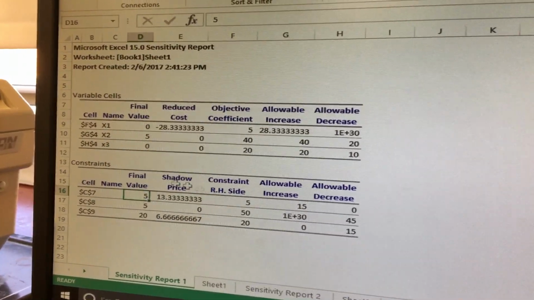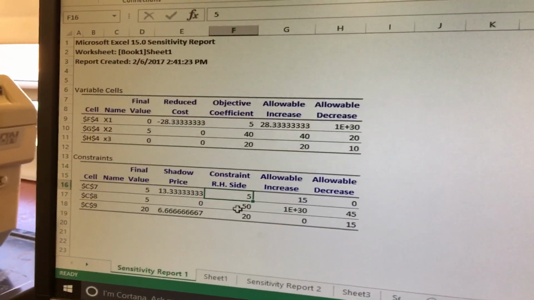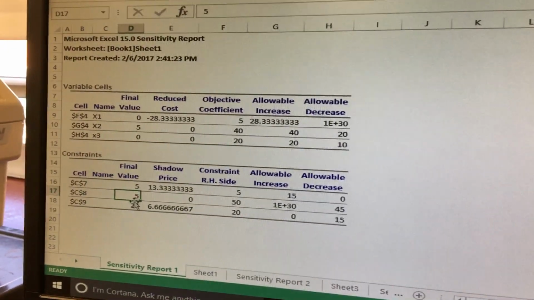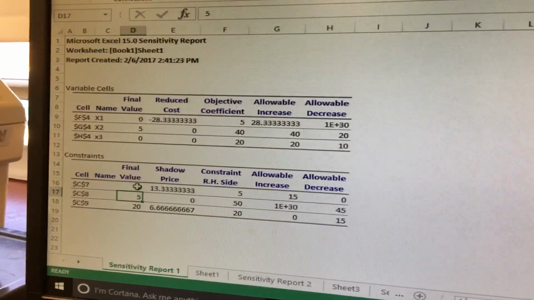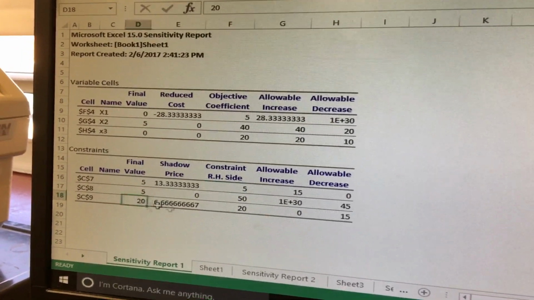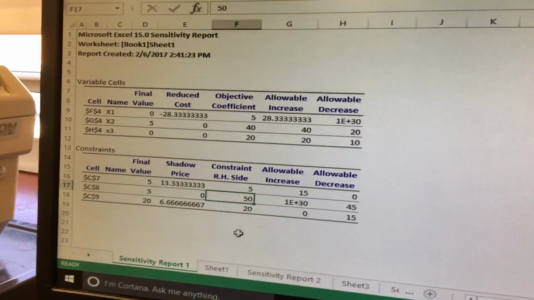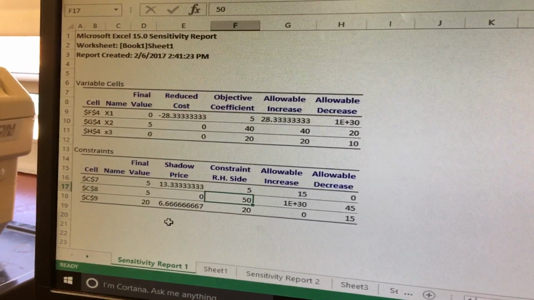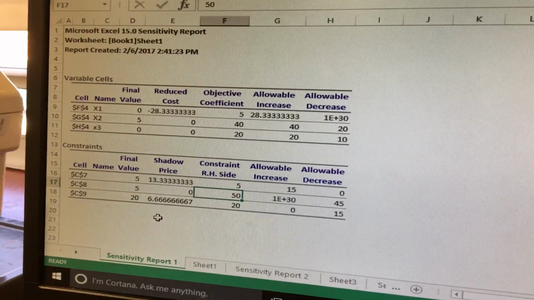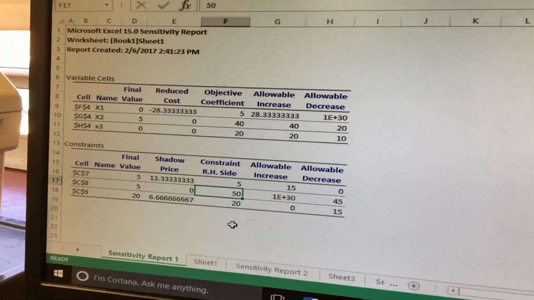Okay. First thing to look at is the final value versus constraint right-hand side. Constraint right-hand side is the constant right-hand side that you entered in. The final value is what the left-hand side equals once you plug in your variables. So in this case, if you compare them, you see that you used all of resource 1 and all of resource 3, so those were the binding constraints, but you only used 5 out of an available 50 of resource 2. When you subtract those, that means you had a surplus of 45 units of resource 2 that you could have used before having to resolve the problem.